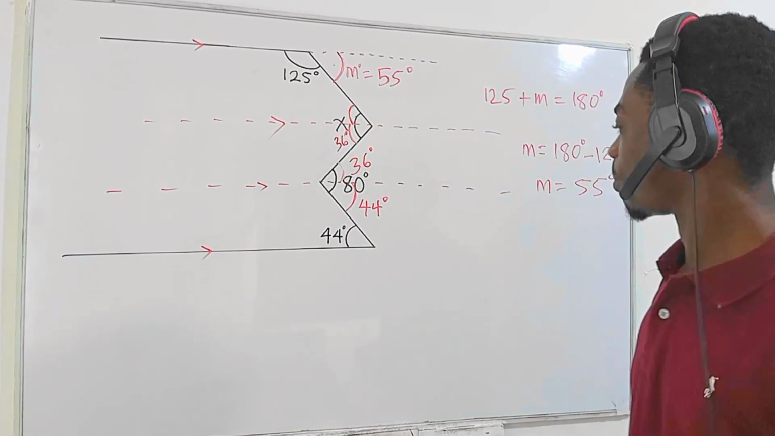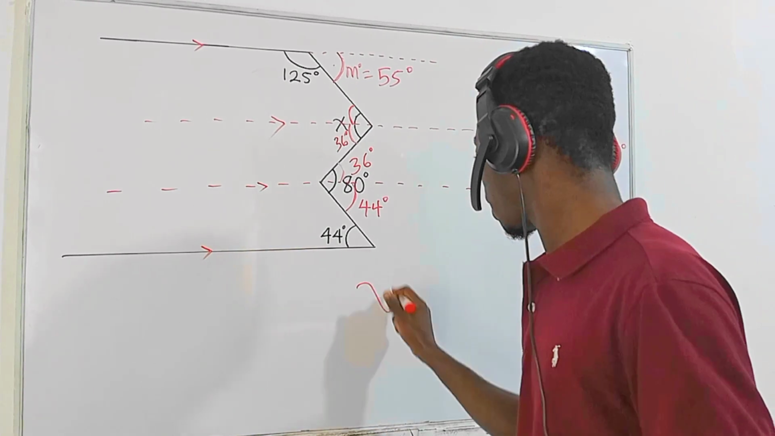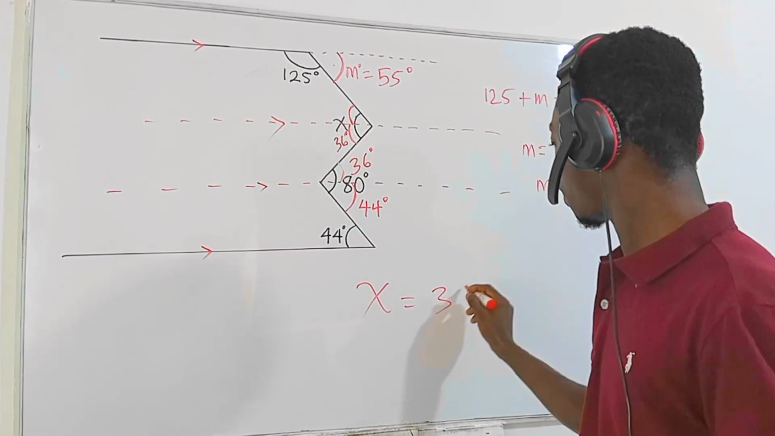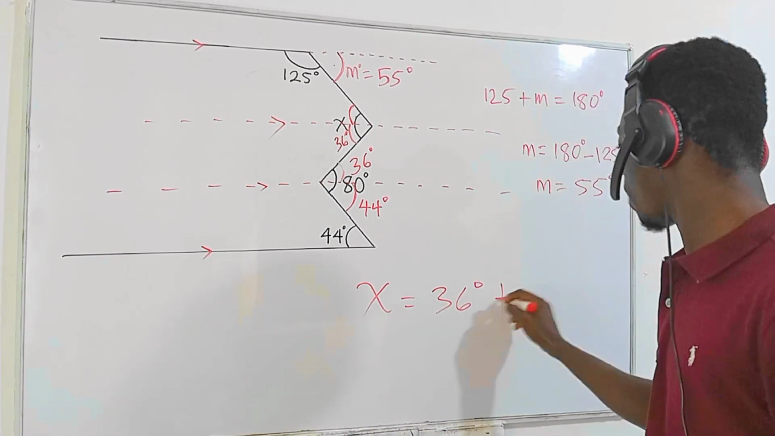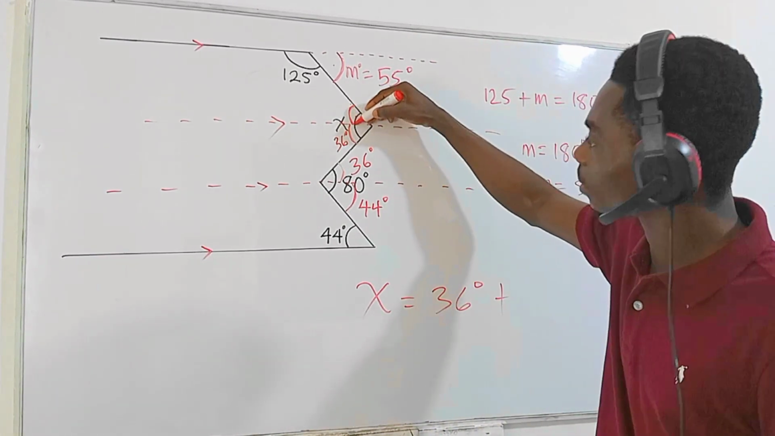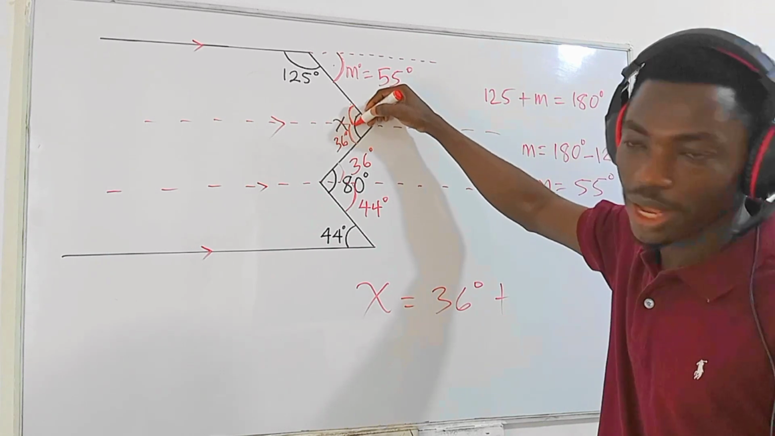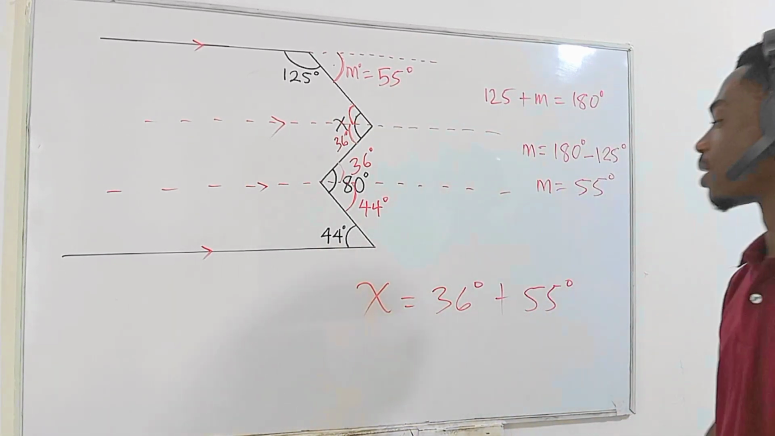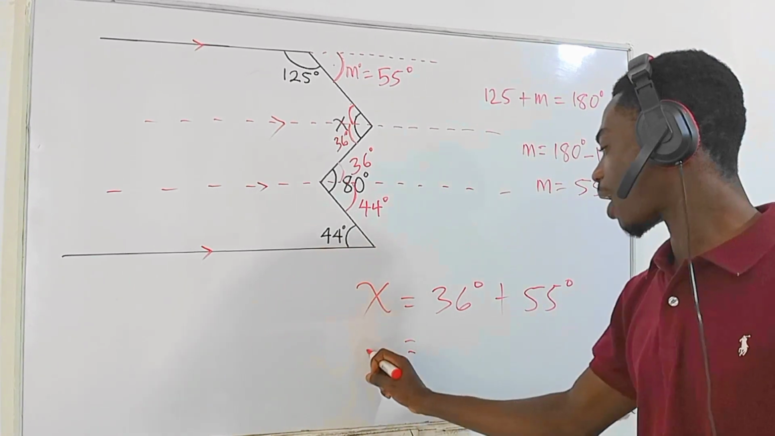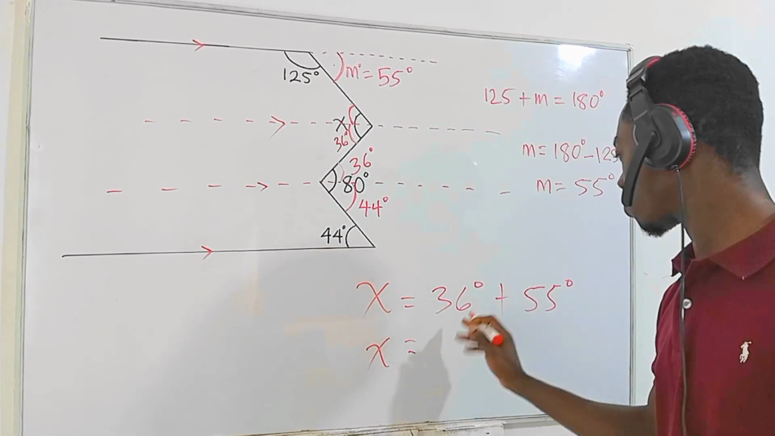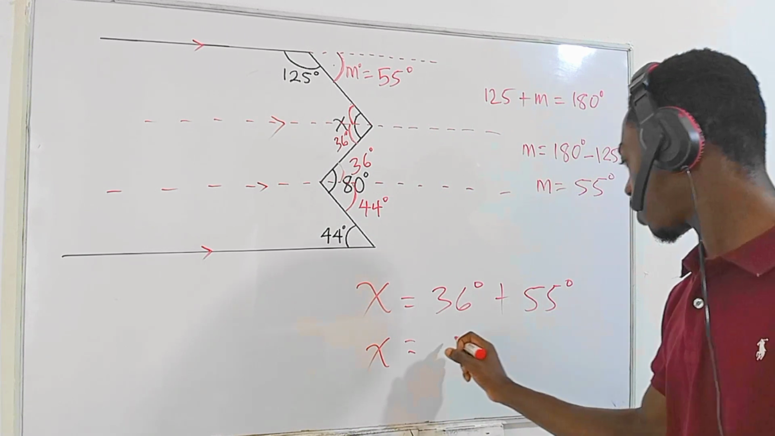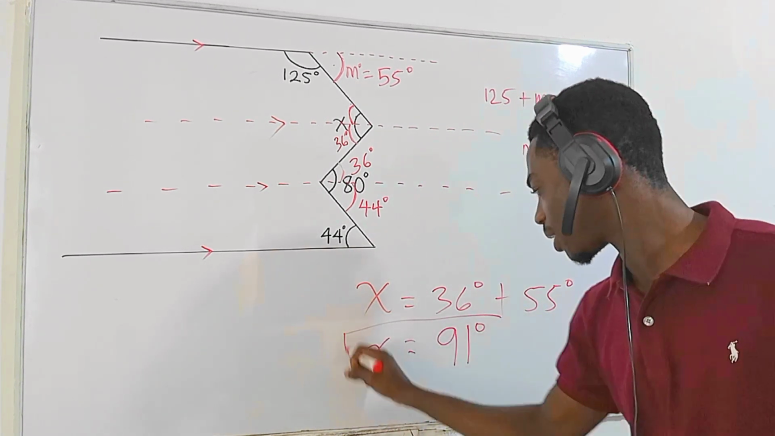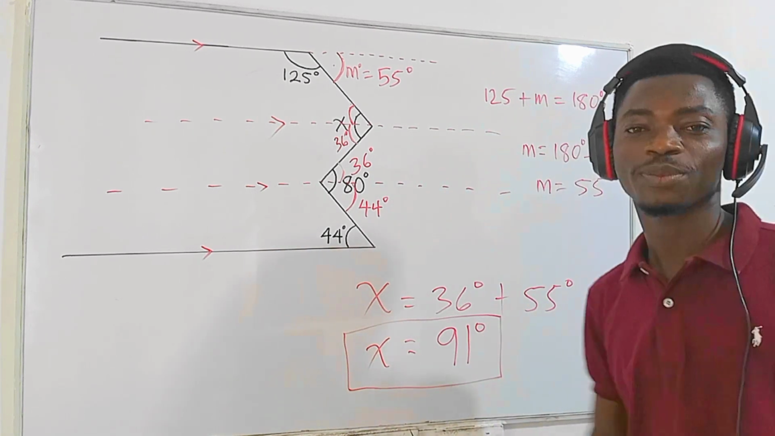And we are almost there because we know that x is equal to this angle, which is 36 degrees, plus this angle right here. Putting everything together, we are going to have x, and that angle is 55 degrees. So basically, we are going to have x is equal to 36 plus 55. I think that is going to be 91 degrees. And that is pretty much it.